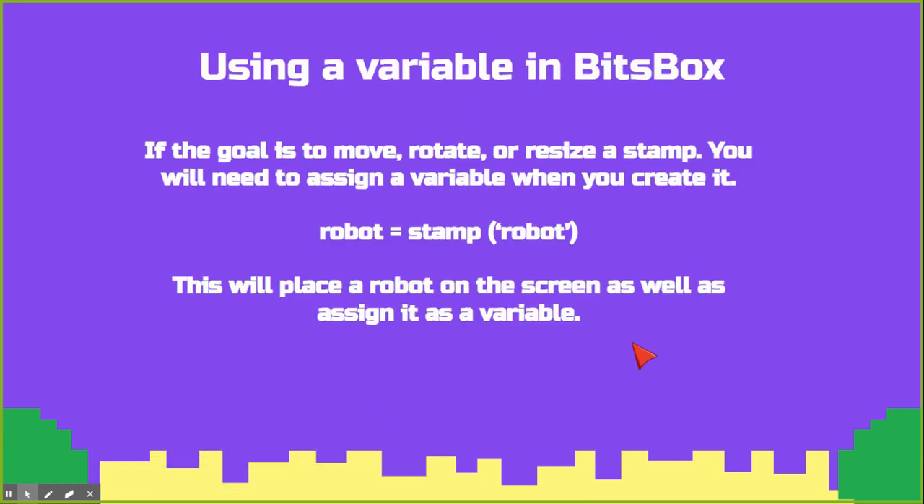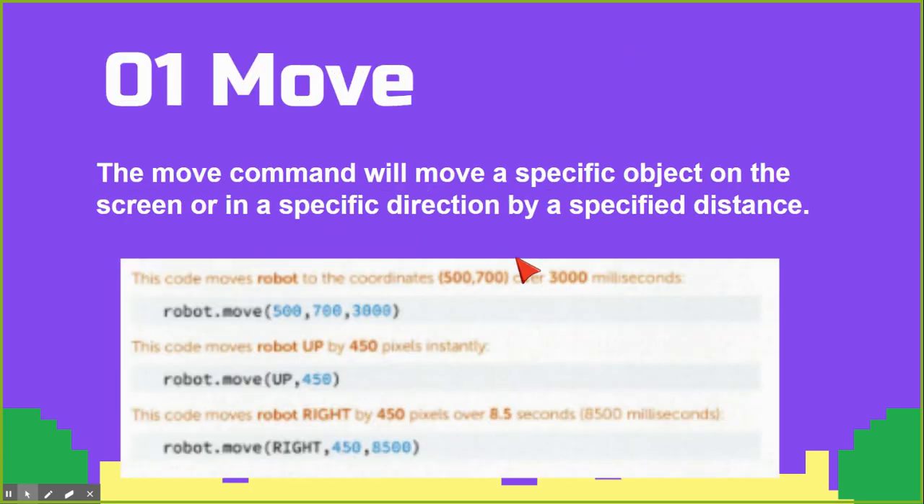All right, so using a variable in BitsBox. If the goal is to move, rotate, or resize a stamp, you will need to assign a variable when you create it. Robot equals stamp robot. So this will place a robot on the screen as well as assign it a variable. So not only does it create you a stamp, but it also creates a variable.